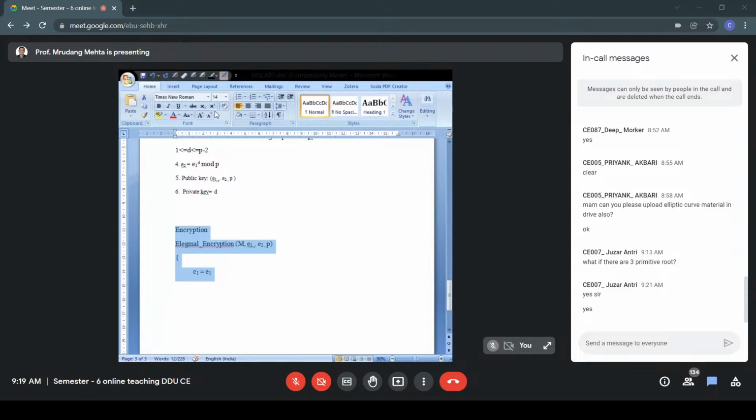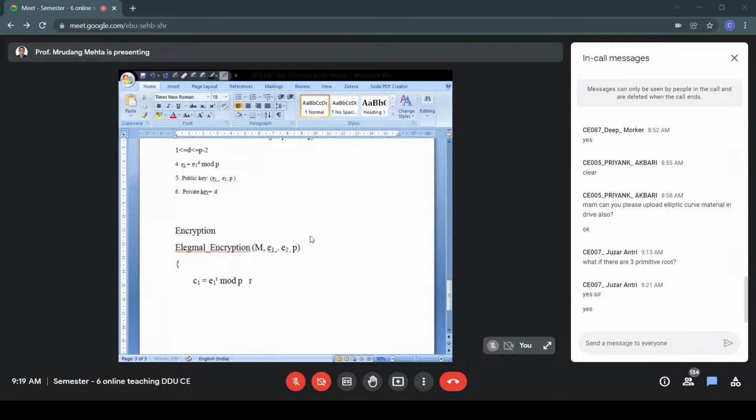Okay, E1 raised to R mod P. And this R is some random number.